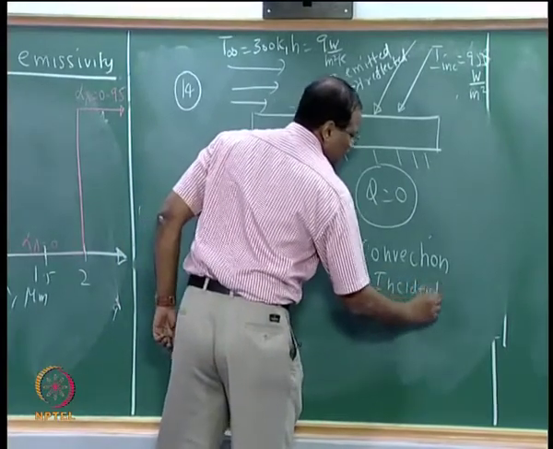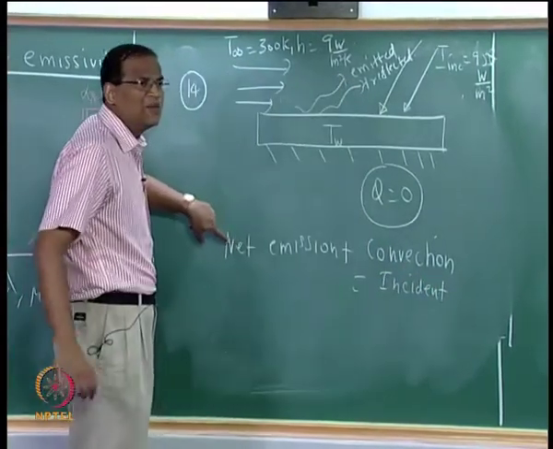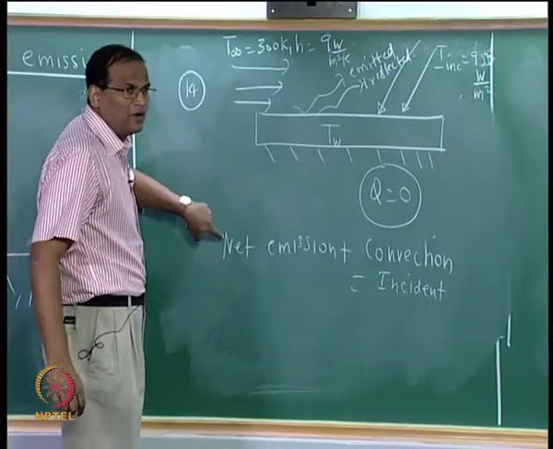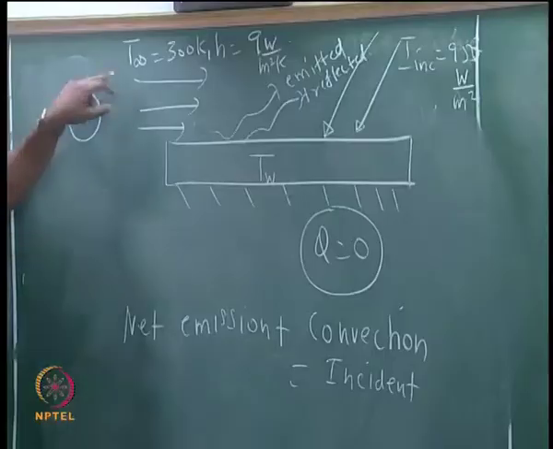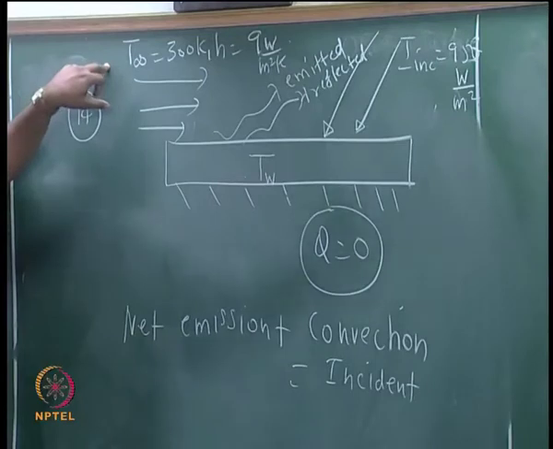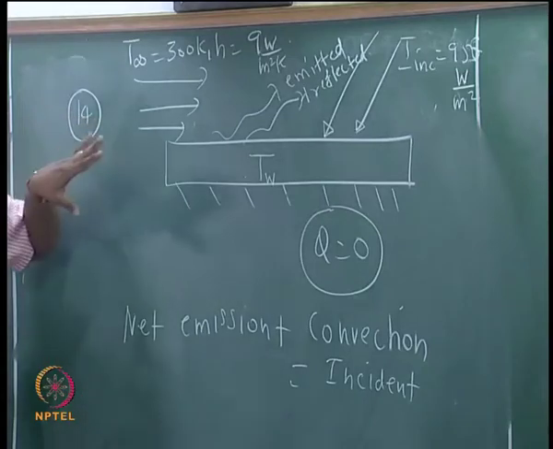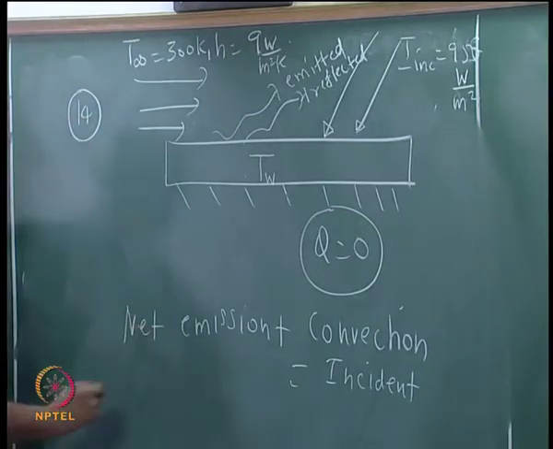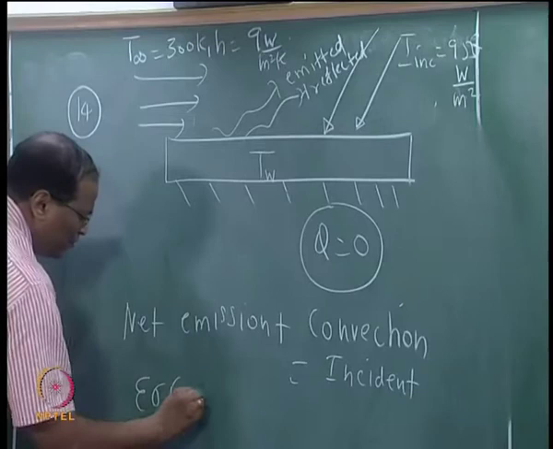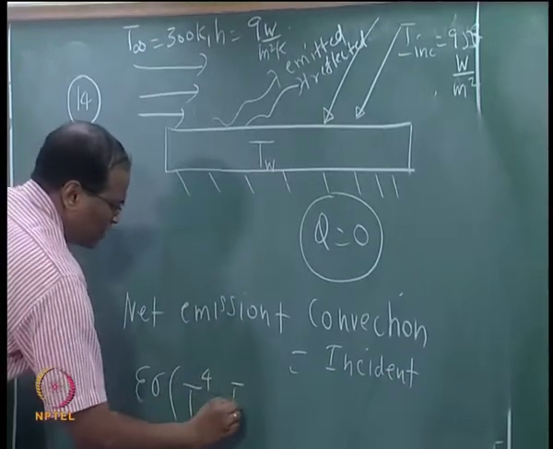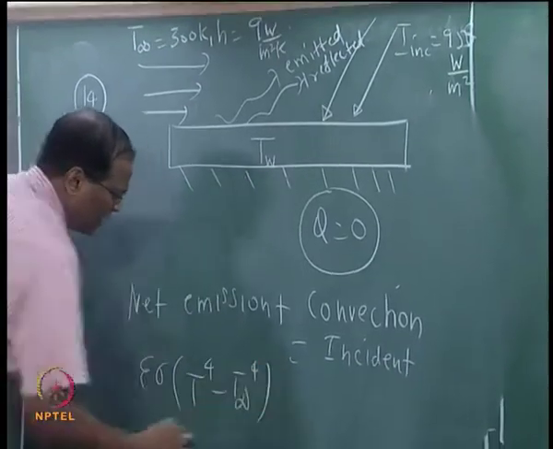Net emission, please note, is not just epsilon sigma T to the power of 4. It is epsilon sigma T to the power of 4 minus T infinity to the power of 4. Vikram had a point, how did I put epsilon into the T infinity? I told you, please accept this as the correct formula. We will derive this formula in a later part of the course. Net emission will be epsilon sigma T to the power of 4 minus T infinity to the power of 4, is that correct?